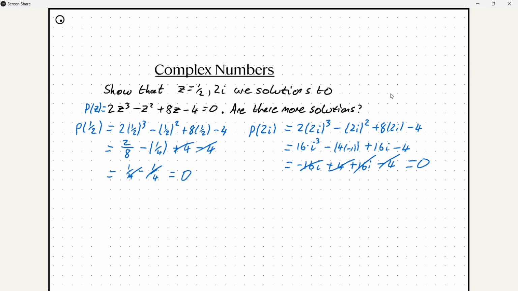Now, there's a question, are there more solutions? So, when there is one real solution and another complex solution, the third solution will be the complex conjugate of the imaginary solution we have here. So, the answer to that is the third solution equals minus 2i.